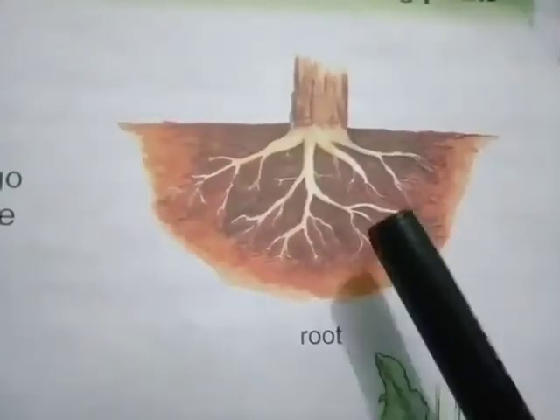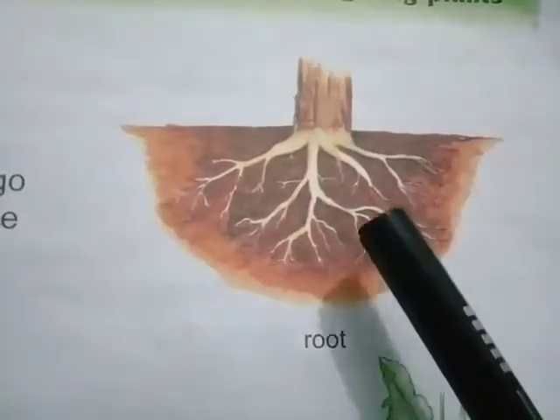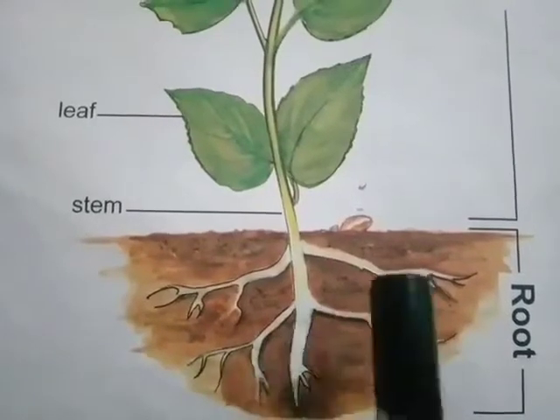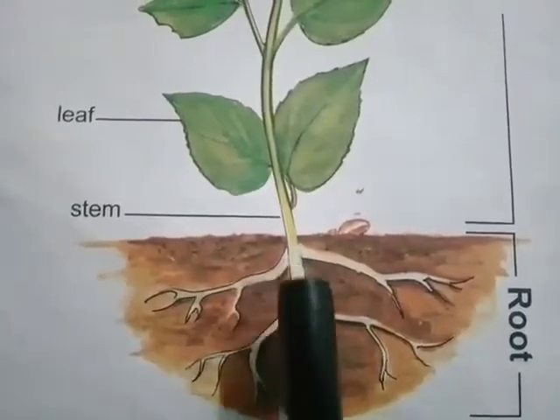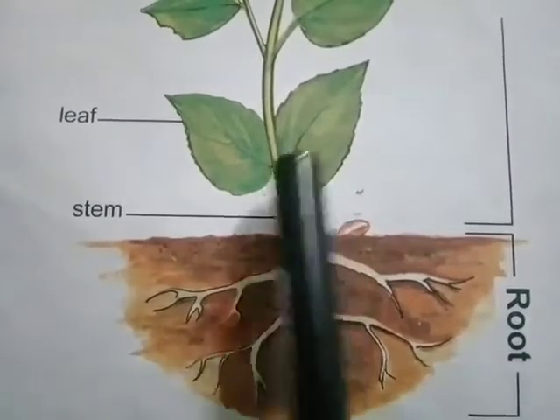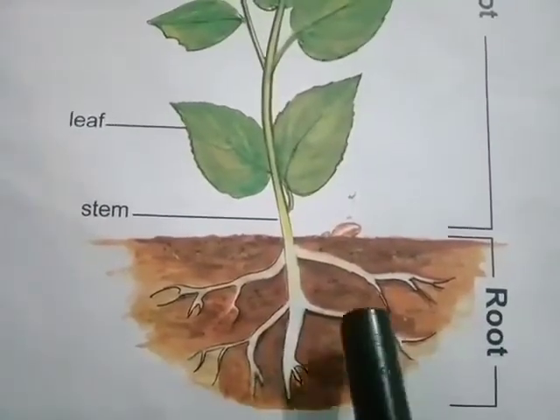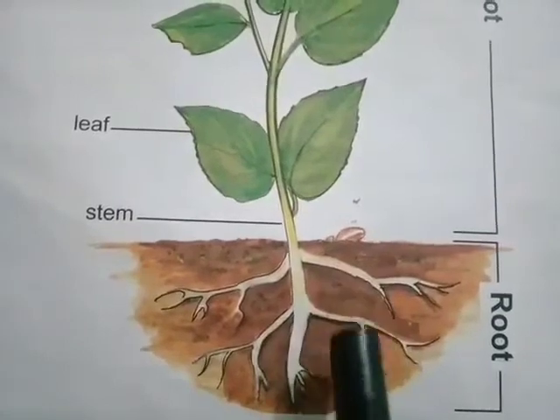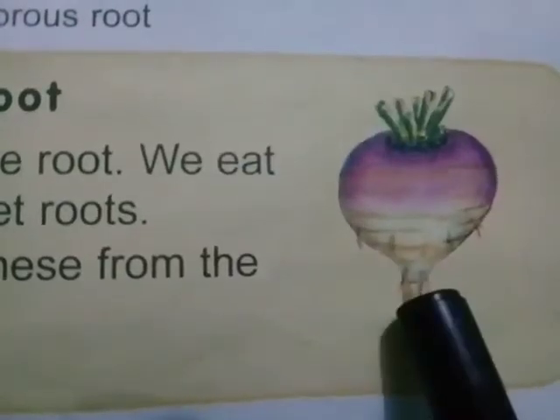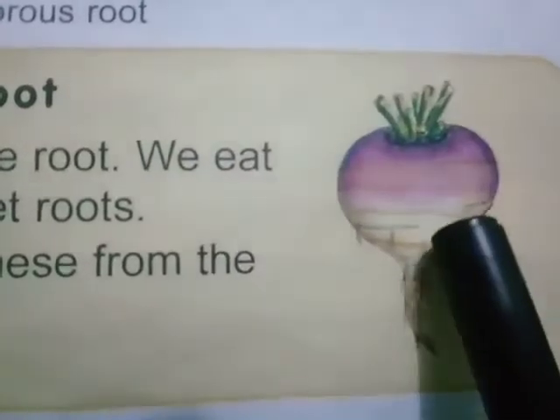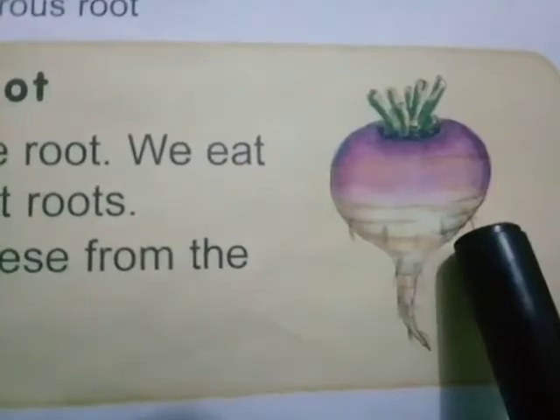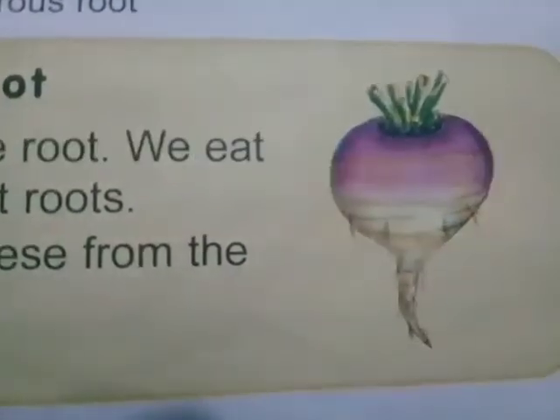Now we see the functions of root. Some plants store the prepared food in the root. Plants need water and salt. Roots take these from the soil and give them to the plant. And the third function is that roots fix a plant firmly in the soil. We eat some of these roots, for example, carrot, radish, beet roots.